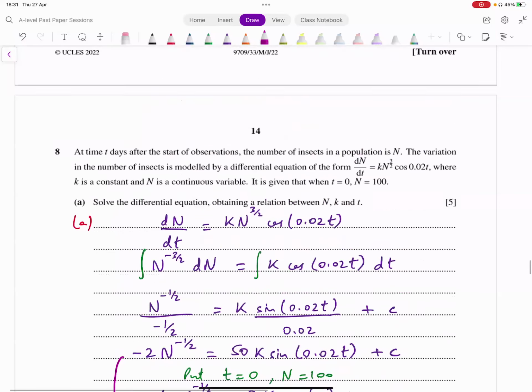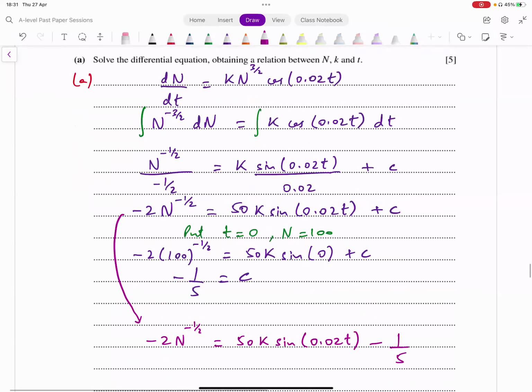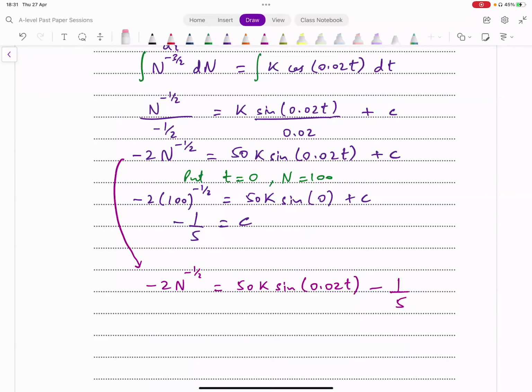Okay. उसने कहा था solve the differential equation obtaining a relation between n, k and t. We are done with that. उसने कोई specific form नहीं मांगी हमसे. We could leave it like this if we wanted. कुछ करने की जरूरत नहीं है. This is just fine. Okay, इस तरह आप छोड़ सकते हैं. If you wanted, you could also convert it to another form, and that's also okay.